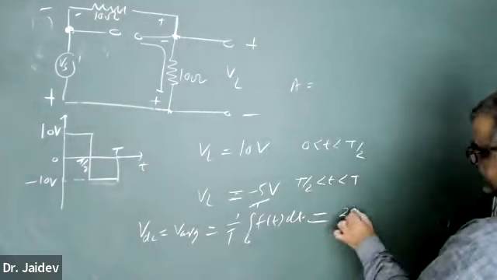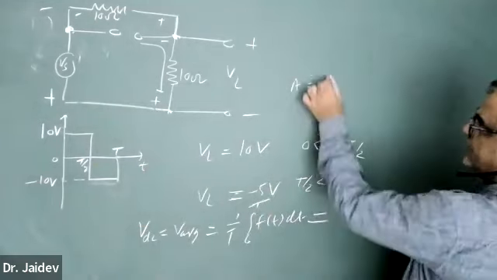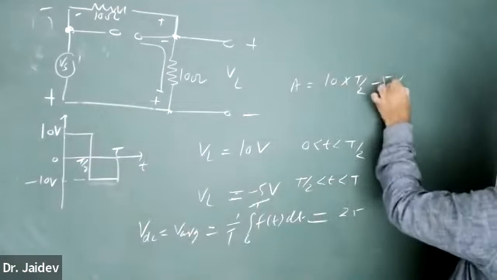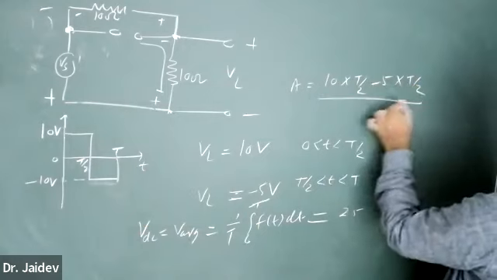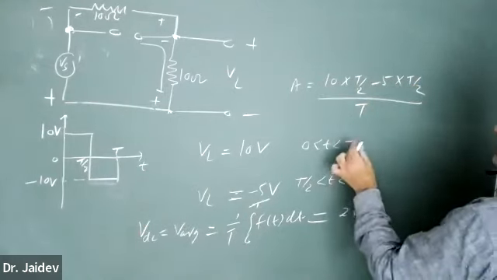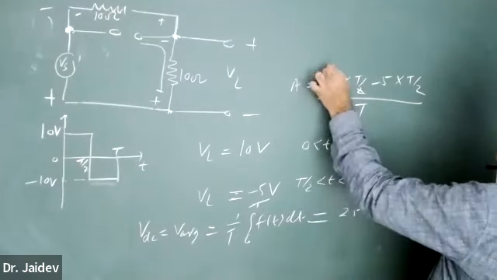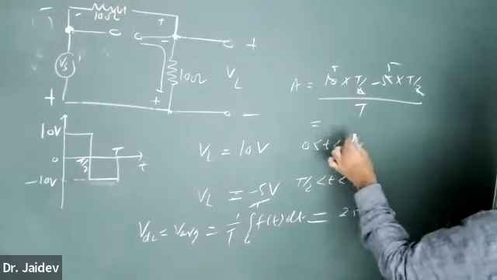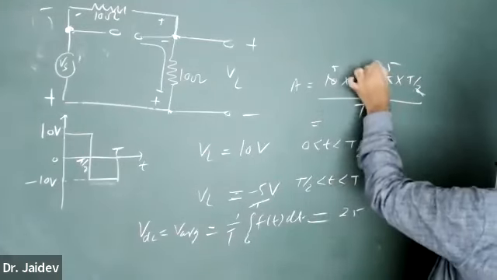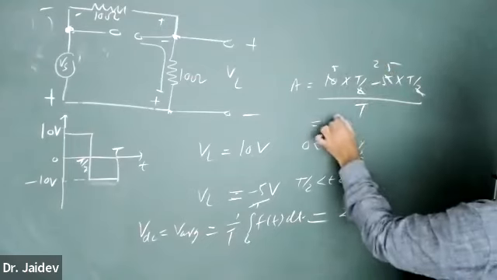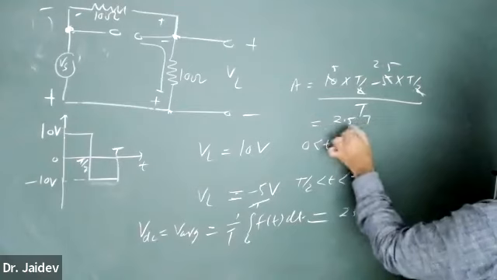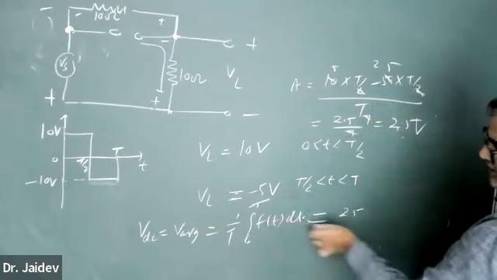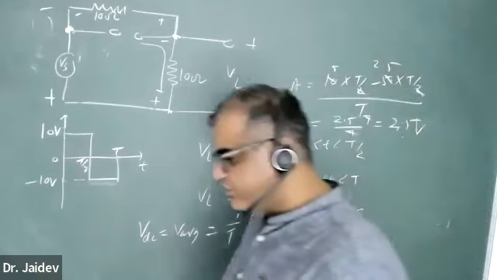2.5. Okay. So you have function value 10 for how much? T by 2 time. Then your function value 5 for what time? T by 2 time. Total time is what? T by 2 plus T by 2, T. So this will give you 5. This is your 5. So if you take this 5 and this is 2.5, the difference is 2.5 T by T. So your average is 2.5. Either you calculate like this or you put the value in this function and solve it, it will give you 2.5 volts.